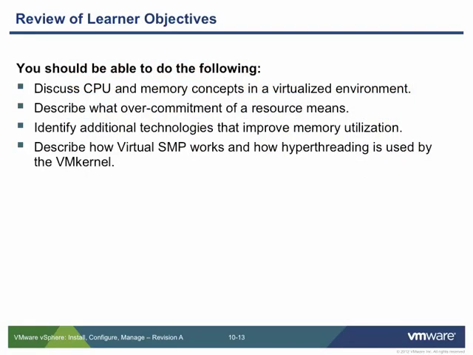So hopefully now you can discuss CPU and memory concepts in a virtualized environment. Hopefully you can describe what overcommitment means and identify some of those technologies that are used to improve memory utilization. That's the swap file, the host-based caching, the memory balloon, and the transparent paging. And hopefully you can also describe how virtual SMP works and how hyperthreading is utilized by the VM kernel.